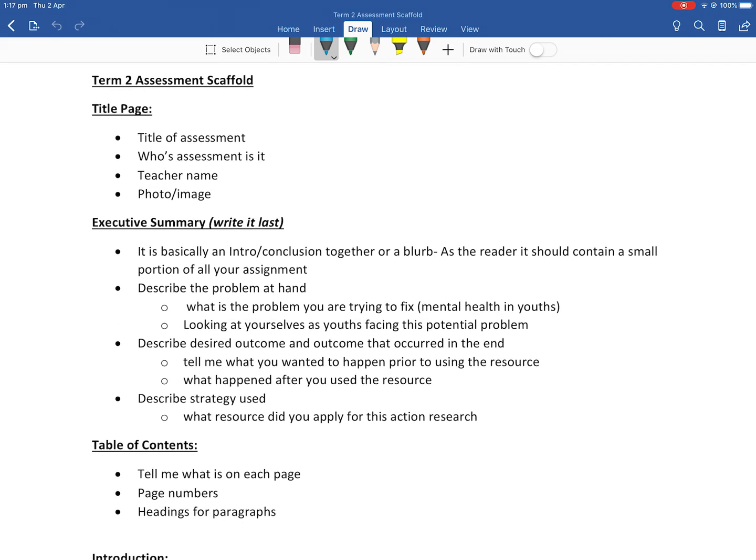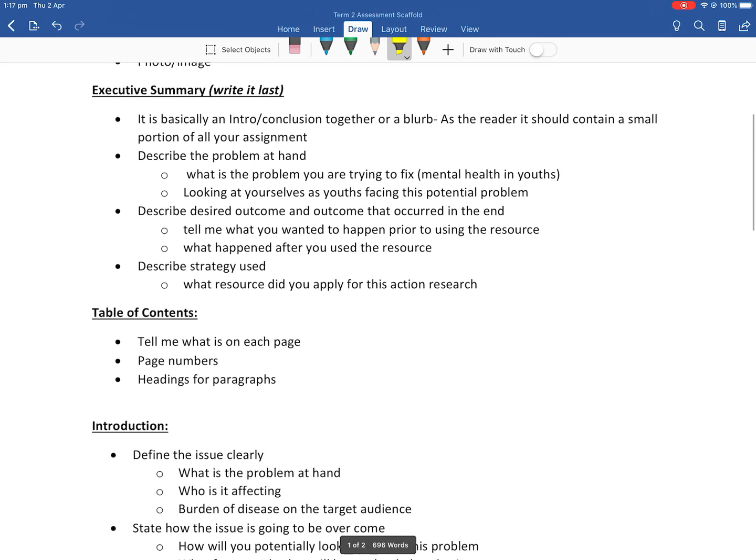Alright, now, going back to this term scaffold, we need to start with a title page. Very simply, you need to tell me the title of the assessment. It'll have something to do with mental health and use, but that's totally your choice on how you want to word it. You've also got to put your name, my name, and then a photo or an image.